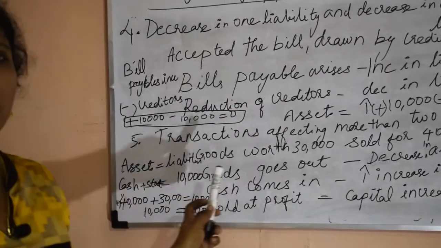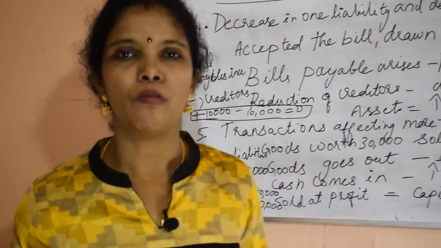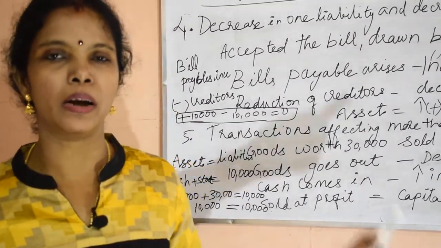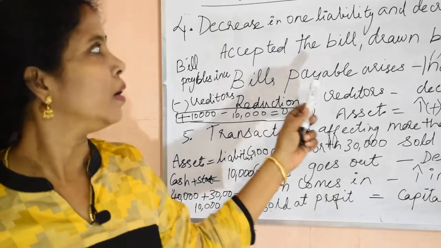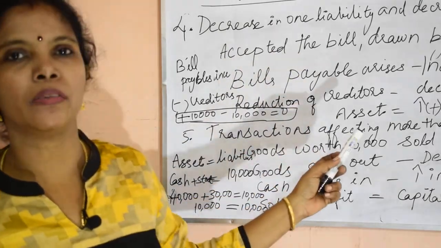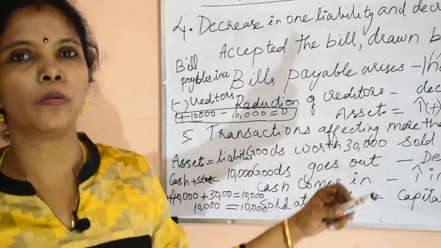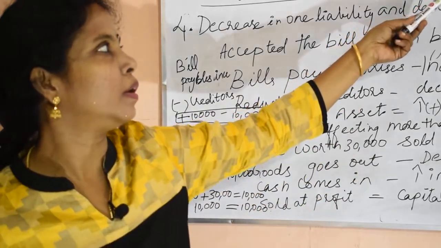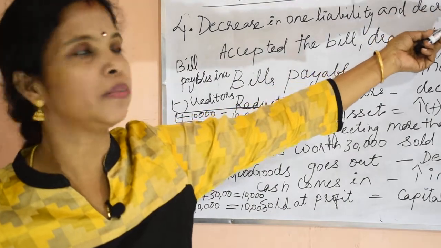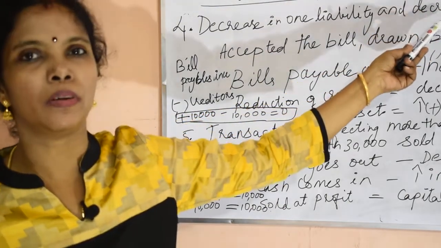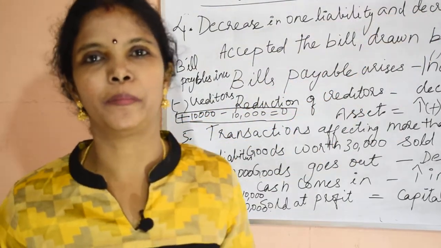Thank you friends. Then we will be seeing the traditional approach. We will be seeing what are the accounts involved. Okay, if you have any doubts you can contact my number, Priya. I have written here 6380097. Thank you.